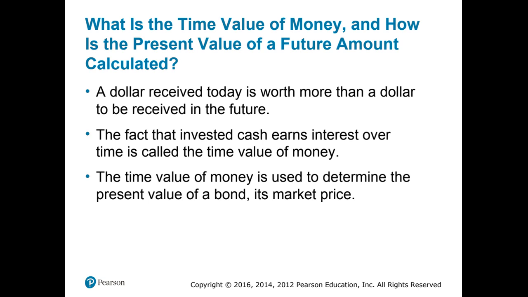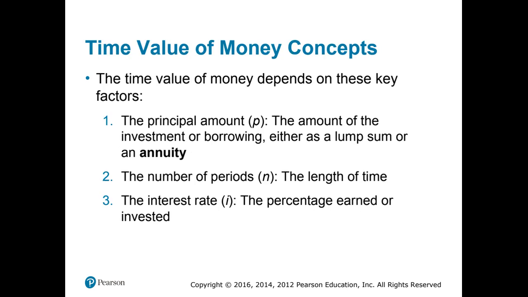So the time value of money concepts depend on some key factors. They depend on the principal amount, the number of periods, and the interest rate. You will normally see the principal amount with a lowercase p. So if you see that, that's telling you this is the principal amount. The number of periods is normally an N, and the interest rate is normally an I.